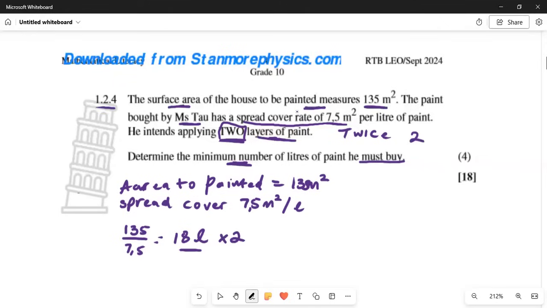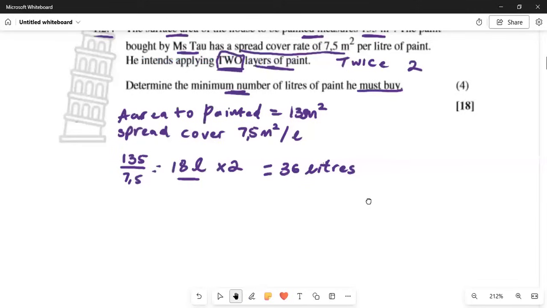That will be equal to 36 liters. So we are writing 36 liters. That is our final answer. Then you get your marks correct. All right. Then let us go on, good people.